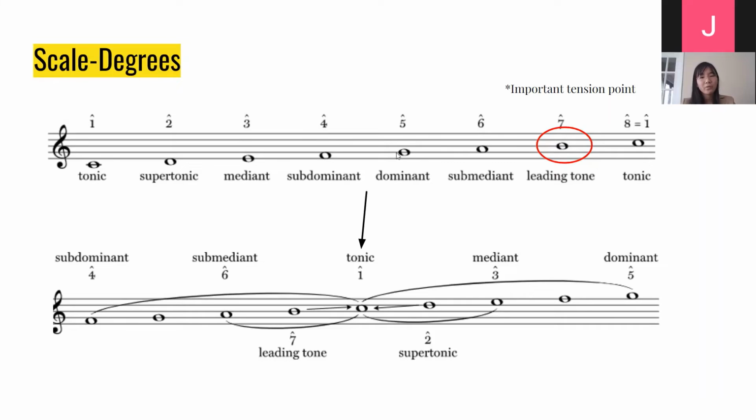The fifth scale degree is called the dominant. And the sixth scale degree is called the submediant. The seventh scale degree is called the leading tone, and then it goes back to the tonic. The leading tone is especially important because it's a feeling of tension. So before you get to the tonic, there's just a small feeling of tension.